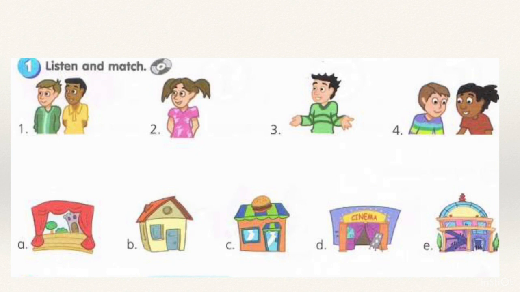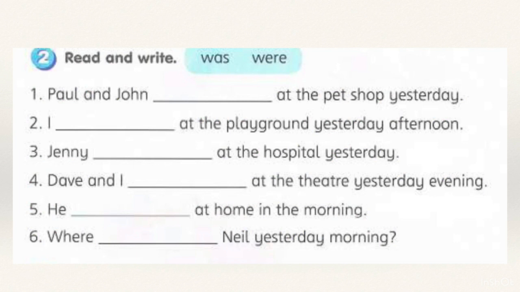Alright, the second exercise, you have to write it down in your exercise book. Please fill in the blank with the correct word was or were.